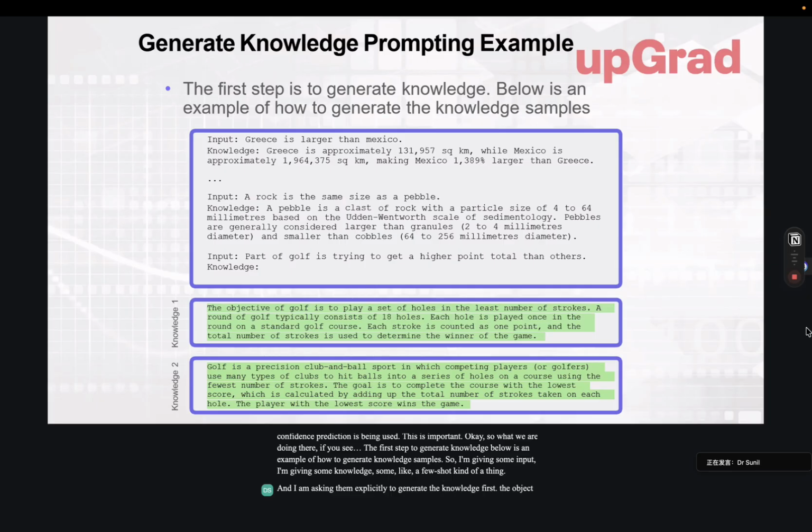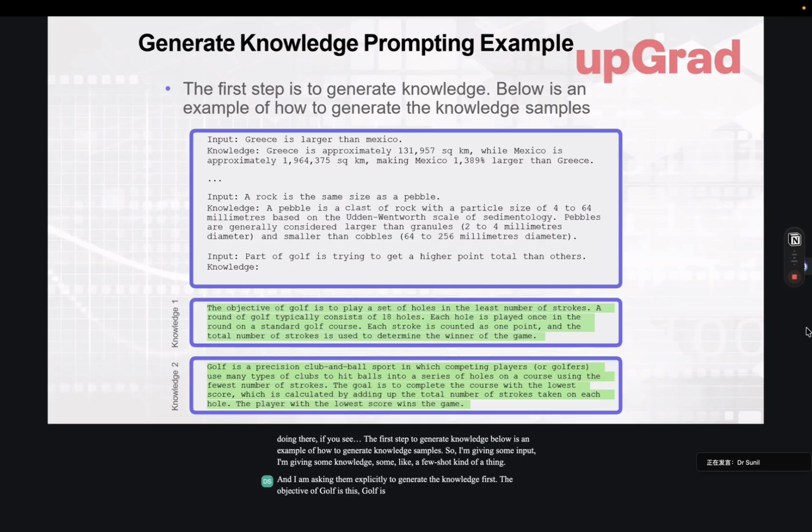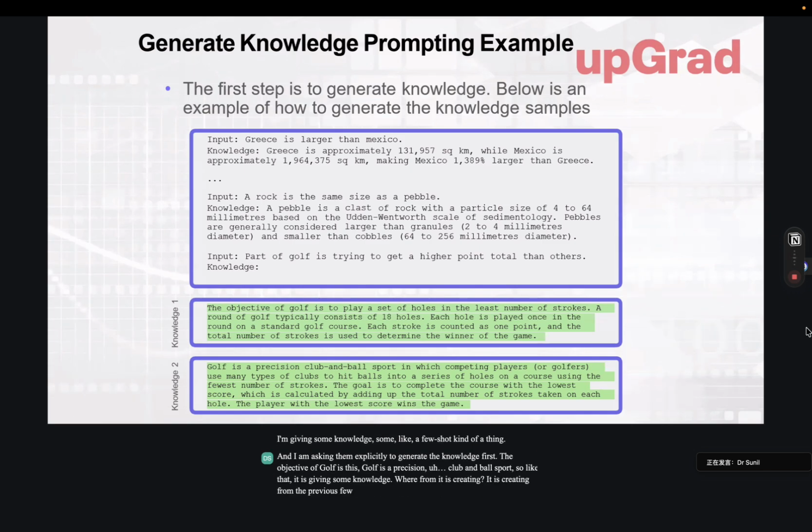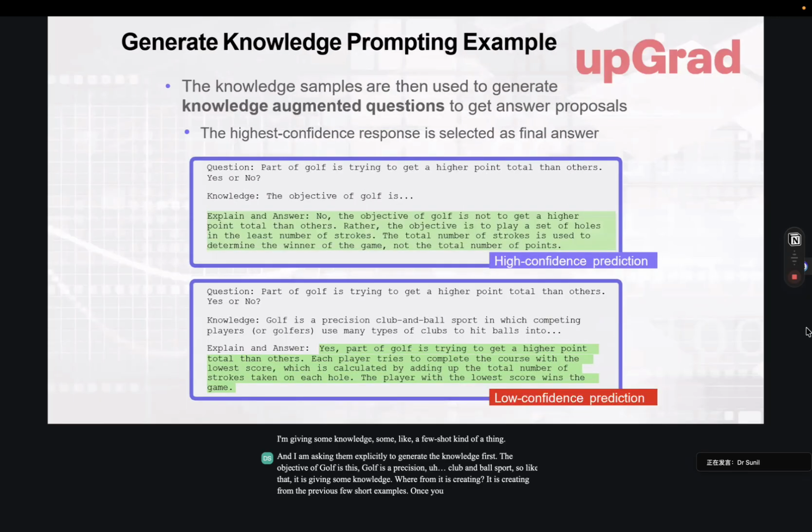The objective of golf is this. Golf is a precision club and ball sport. So like that, it is giving some knowledge. Where is it creating it from? It is creating it from the previous few-shot examples. Once you have the knowledge, the knowledge samples are then used to generate the knowledge-augmented questions to get the answer proposals.